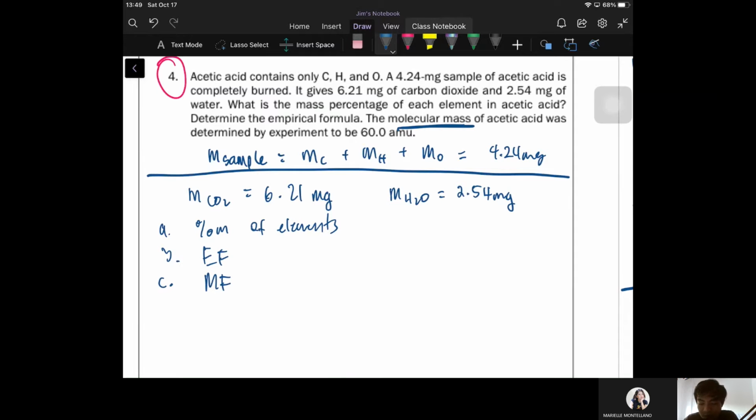So, solve na tayo. Bago mo masagutan tong mga to, alamin mo muna kung ano yung masses ng iyong elements. No? Kumpletuhin mo muna itong info na to. Important to eh. Kailangan alam mo itong mass ng carbon, mass ng hydrogen, pati mass ng oxygen. So, skip mo muna yung ibang sinabi sa problem. Alamin mo muna yung masses ng elemento natin.